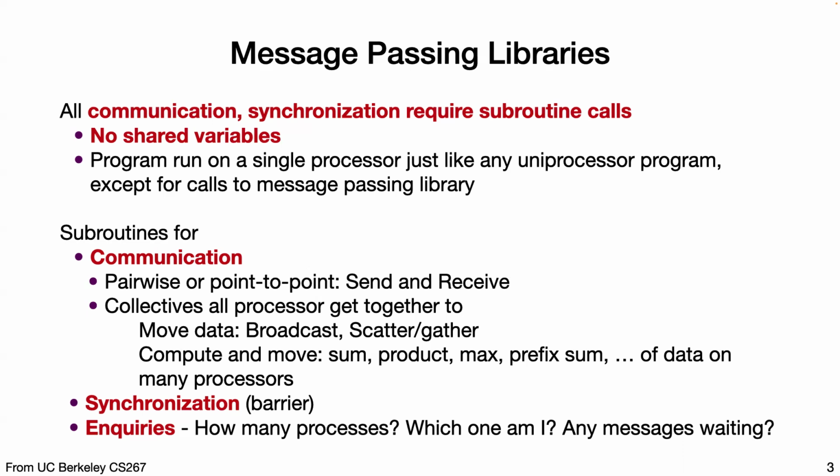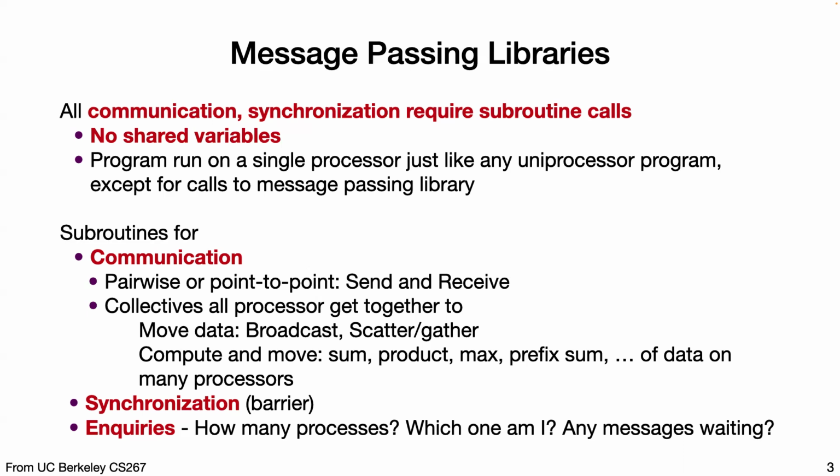The most important subroutines in MPI are for communication, which is sending data between the processors. There are different kinds of communication. The most basic one is called point-to-point communication, which is send and receive. You have a source processor and you need to send some data to a destination processor, because maybe the source has computed something that the destination needed. Then there are communication primitives called collectives, where the communication needs to involve all the processors.